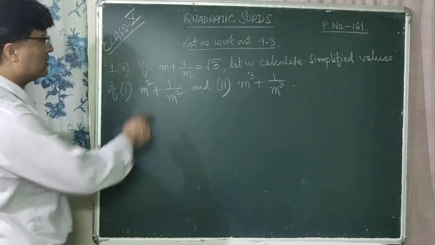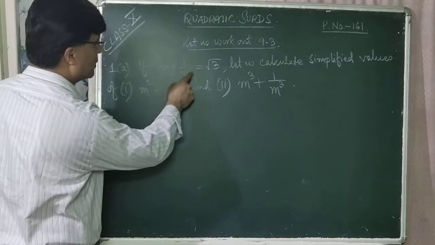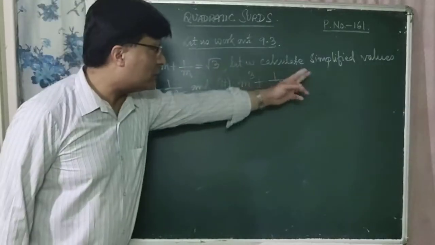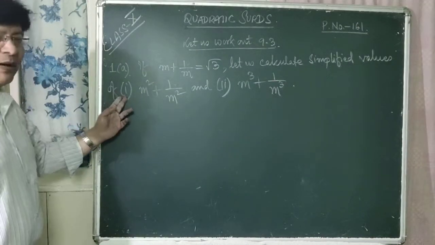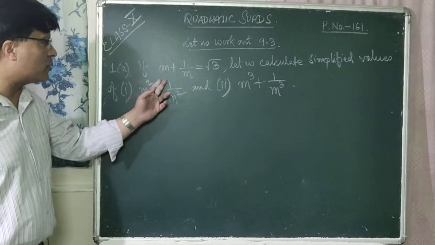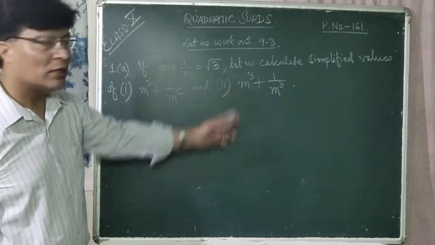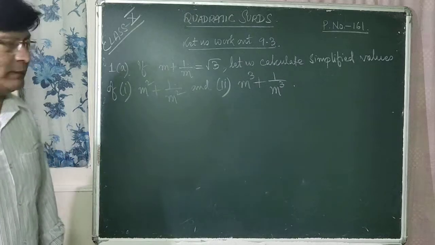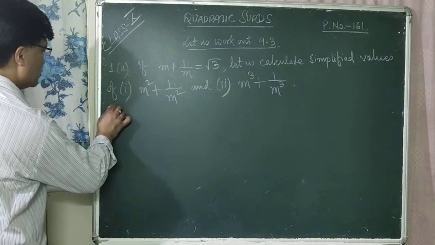It is given that m plus 1 upon m is equal to root over 3. Let us calculate the simplified values of number 1, that is m square plus 1 upon m square, and number 2, m cube plus 1 upon m cube. So let us do the solution now.